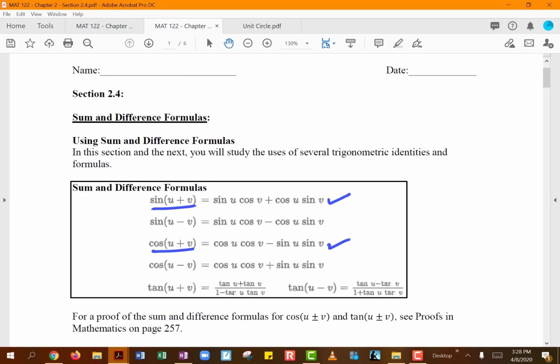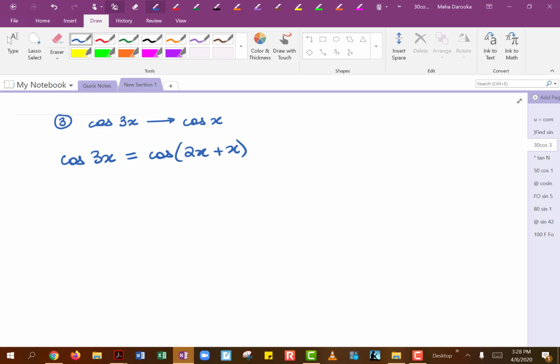Cosine u cosine v minus sine u sine v, right? So this will be rewritten as cosine of 2x cosine of x minus sine of 2x and sine of x. Then using our double angle formulas, we are going to rewrite cosine of 2x, and we are going to rewrite sine of 2x.